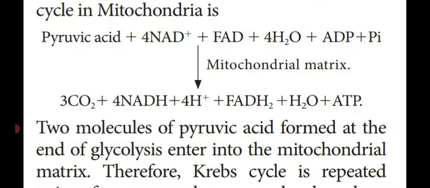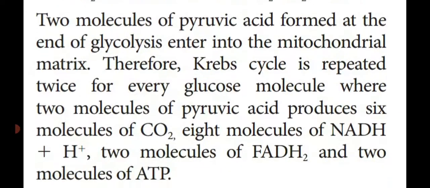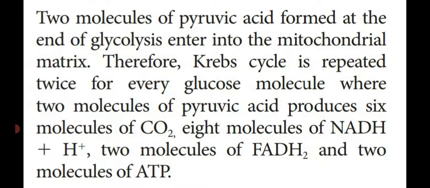So this is the overall reaction of the Krebs cycle and the link reaction, which takes place in the mitochondrial inner membrane and mitochondrial matrix. See the paragraph. 2 molecules of pyruvic acid formed at the end of the glycolysis process enter into the mitochondrial matrix.